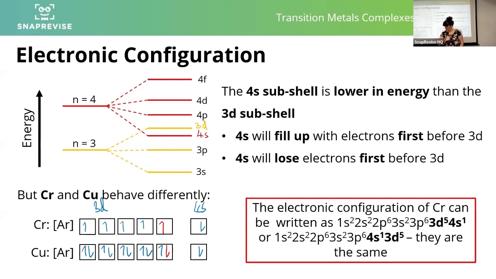Okay, I think that's all I wanted to say. So I'm also just going to put that the empty 4s subshell is lower in energy than the 3d subshell. The full 4s subshell is higher in energy. Hence, it makes sense. You don't have to be able to explain this. You just need to be able to write the electron configuration for chromium and copper and their ions.